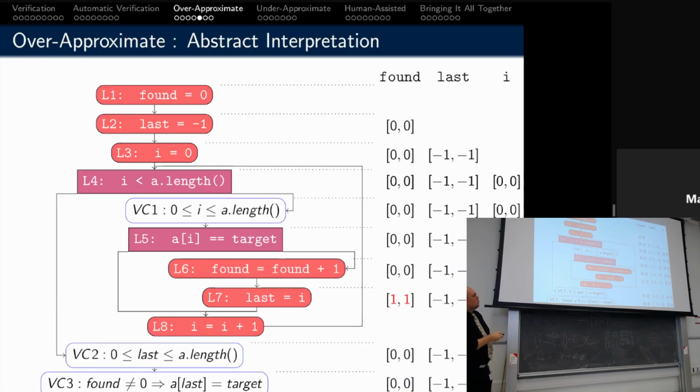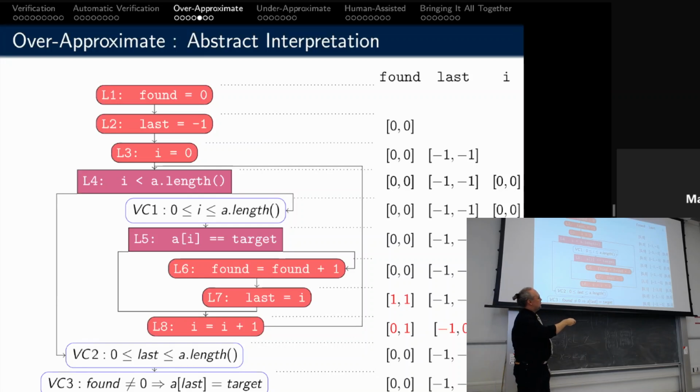Now we've got a bit more of a problem, right? Because we're going to come back and we're going to merge. Our control flow will come back together. That's where we need our merge operator. Because on one branch we've got that found could be 0, and on the other branch we've got that found could be 1. So we need to bring those two together, and we wind up doing this merge operation. And we wind up with, okay, well, found could be 0 or 1. Last could be -1 or 0. But I is definitely 0, because it's 0 on both branches.